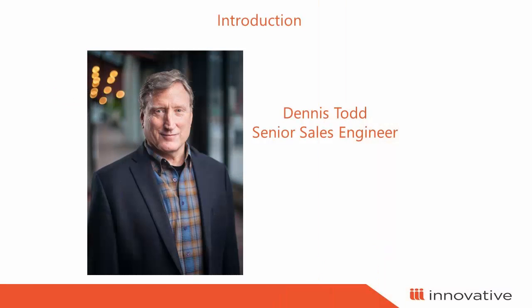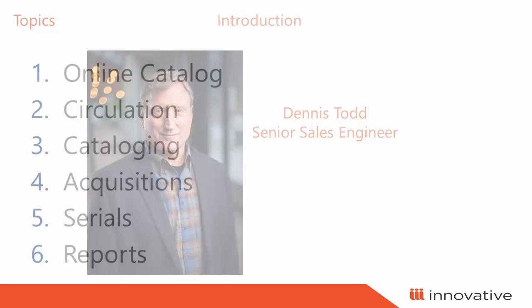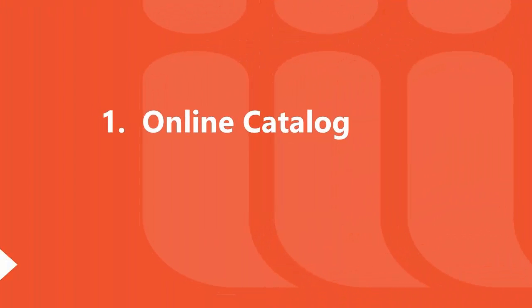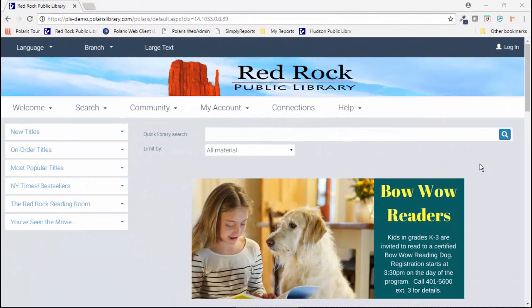I'm a Senior Sales Engineer at Innovative Interfaces, and we are going to be doing a whirlwind tour of these 6 functional areas of the Polaris system. So let's start with the online catalog. We're looking at Polaris Power Pack. This is the online catalog that is an integral part of the Polaris Integrated Library System.